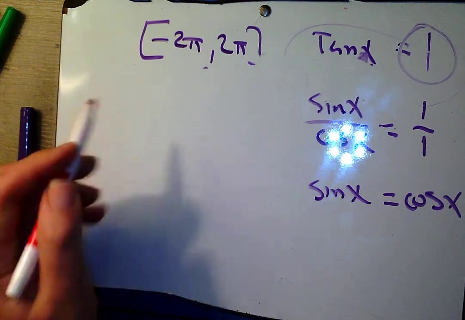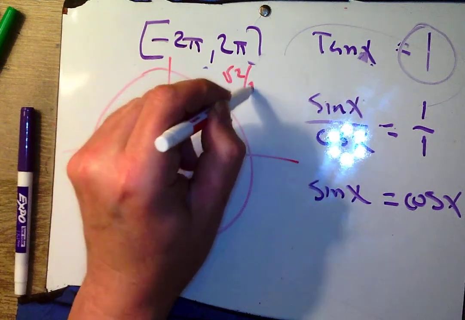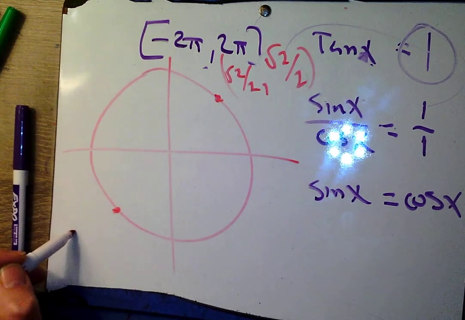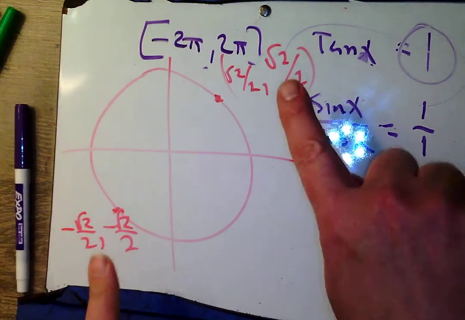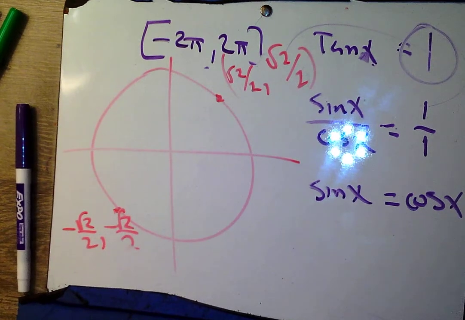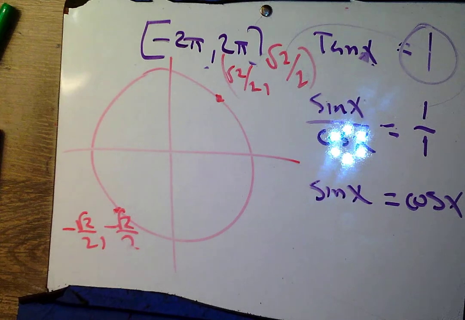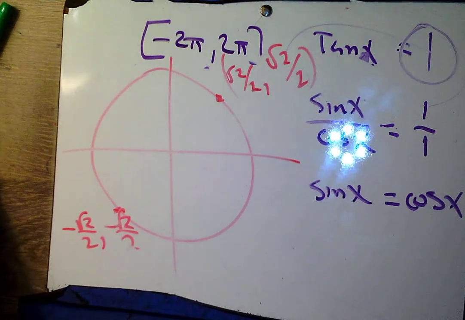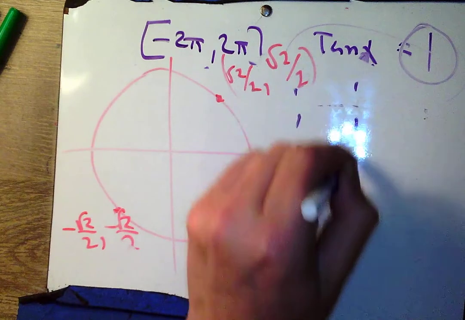And think about that. We've got our unit circle, and we know over here we have root 2 over 2, comma root 2 over 2. And even over here we have negative root 2 over 2, comma negative root 2 over 2. And when I do the y value divided by the x value, in each of those cases, I'm going to get 1. So, yeah, tangent is going to be equal to 1 at pi over 4, at 5 pi over 4.